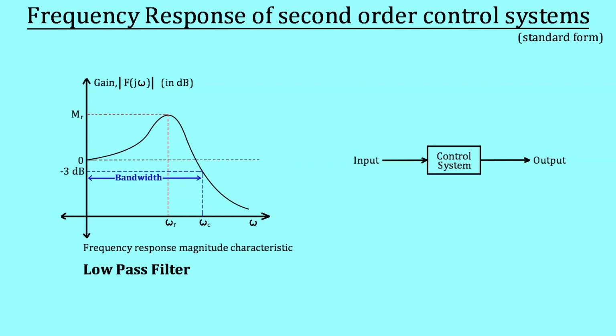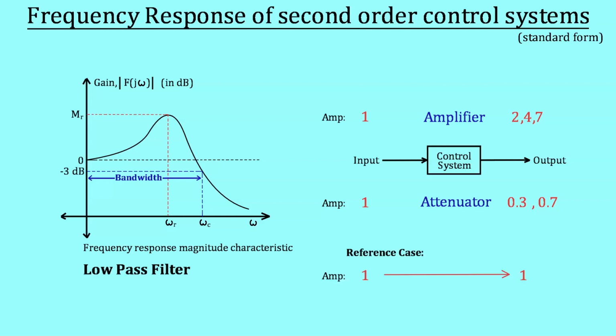Now suppose you are applying an input with a magnitude of 1 and the amplitude of the output comes out to be greater than 1, for example 2, 4 or 7, then the control system will be acting as an amplifier. And if the amplitude comes out lesser than the amplitude of the input, then the control system will be referred to as an attenuator. The reference case is when the amplitude of the output is exactly equal to the amplitude of the input. For the reference case, the magnitude provided by the transfer function is equal to 1, which is actually equal to the amplitude of the output divided by the amplitude of the input, and in dB scale it is equal to 0 dB.